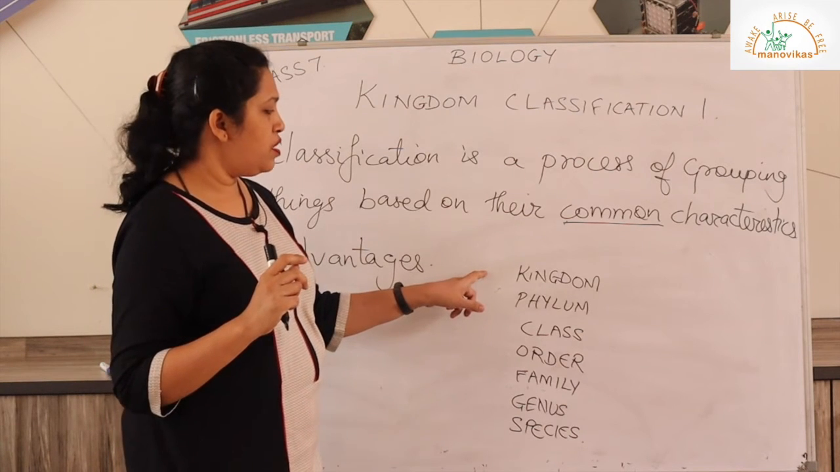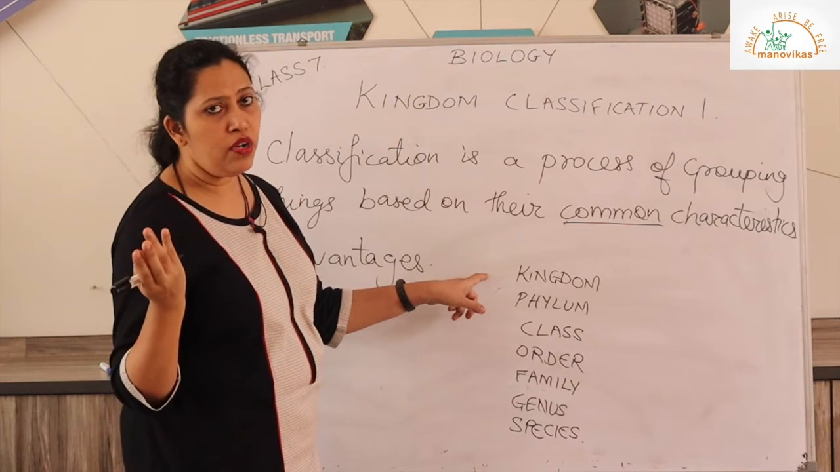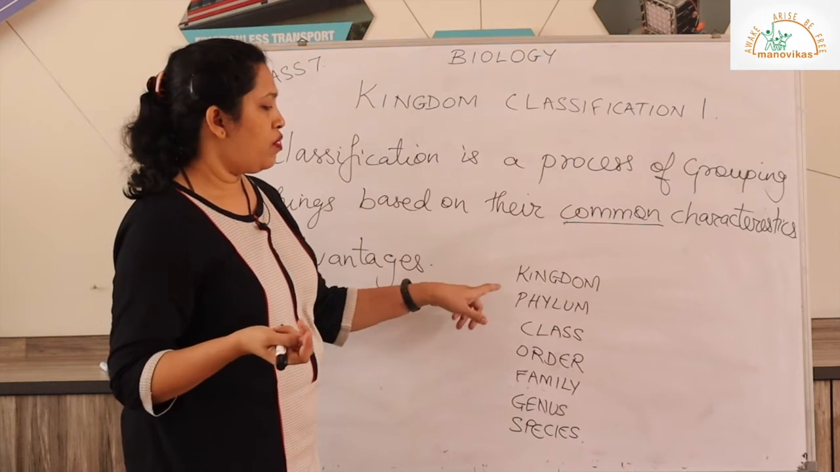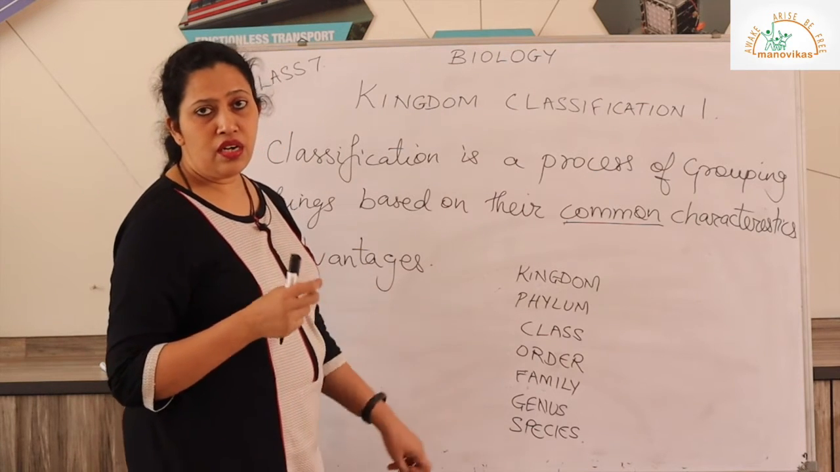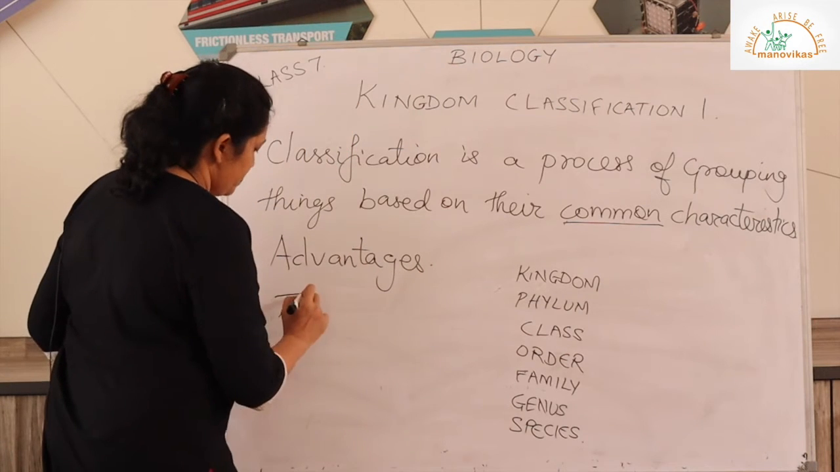So first is kingdom, plant. All will be plants. Some may not be able to manufacture food and some will be able to manufacture food. Now this study of classification is known as taxonomy.